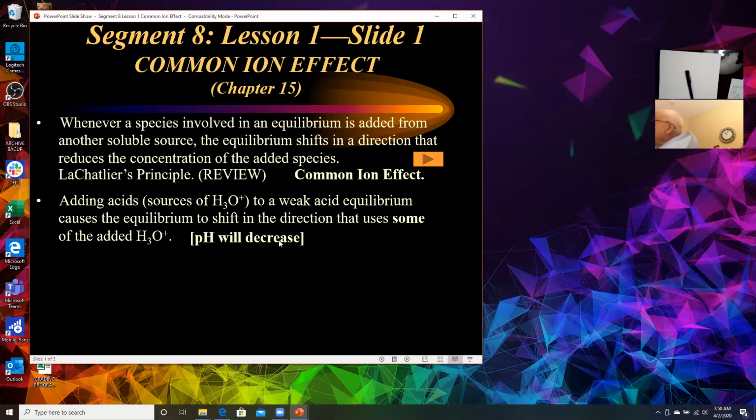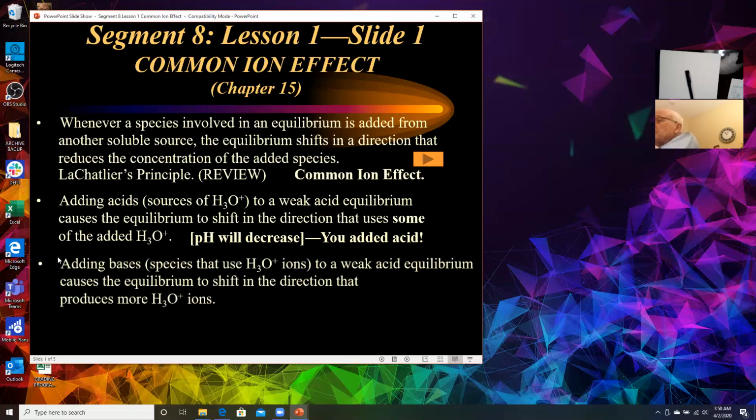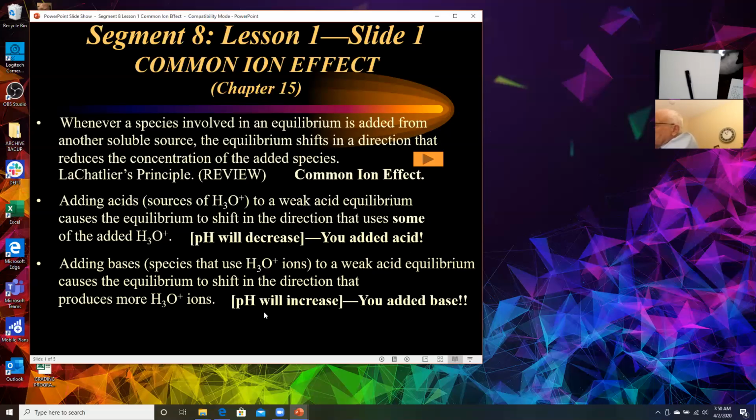The pH will decrease, as it should, since you added an acid. Adding a base: a base is something that reacts with the hydronium ion that's present in the solution. So the base is going to lower the concentration of the hydronium ion in the solution, and that's going to cause the pH to increase. Okay, what do we think it would do? We added a base, so that's exactly what should happen.